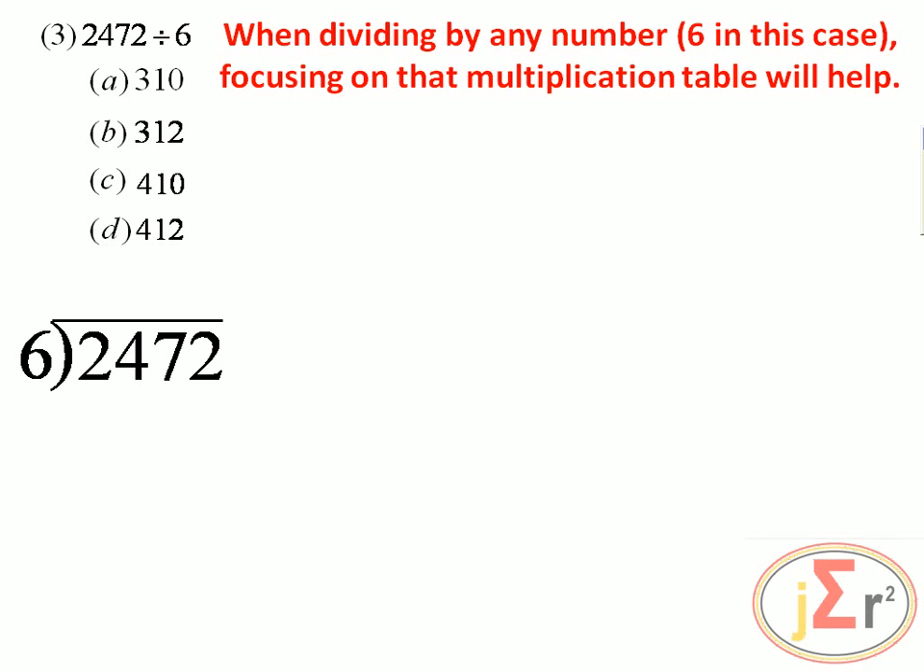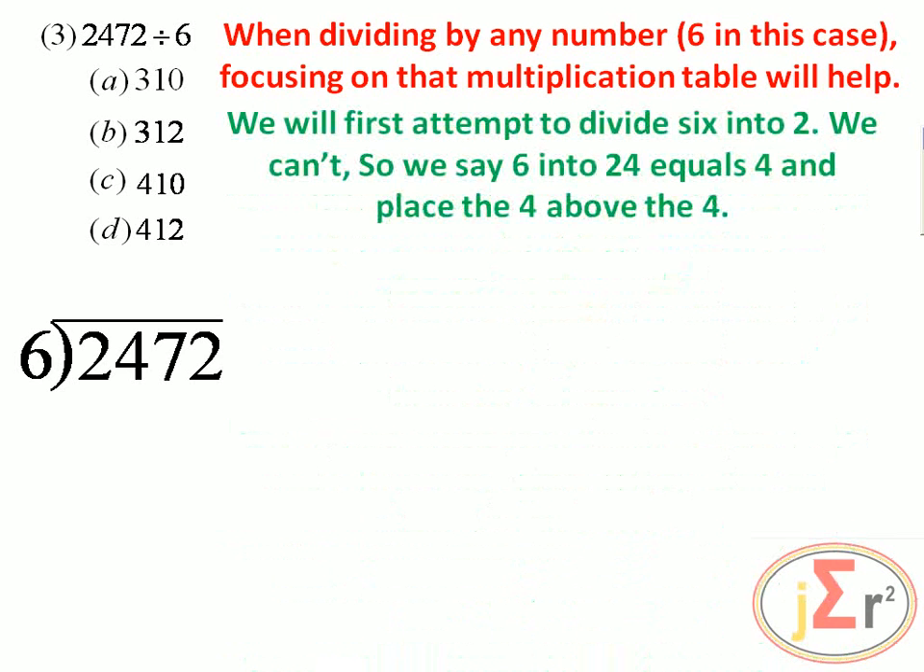6 into 24 goes 4 times. 6 fours, 24. Okay, no problem. We will first attempt to divide 6 into 2. We can't, so we say 6 into 24 equals 4, and place the 4 above the 4. Right, so it is 24. So the result should go over this one. Let's take this back out.